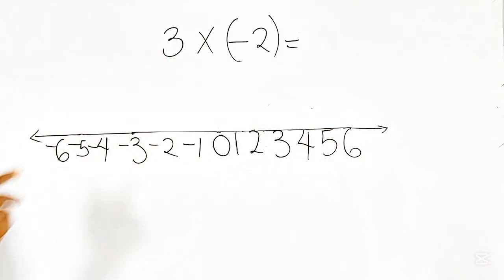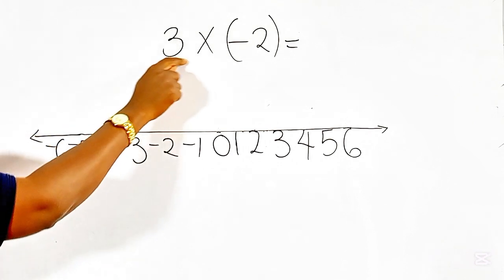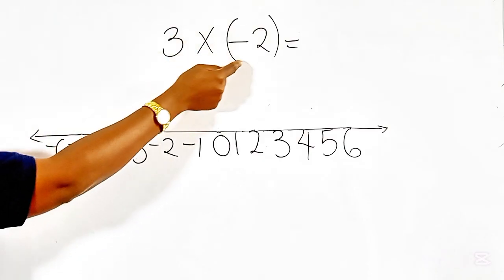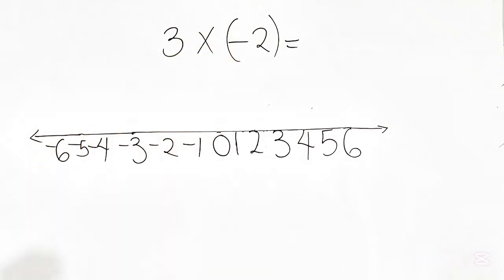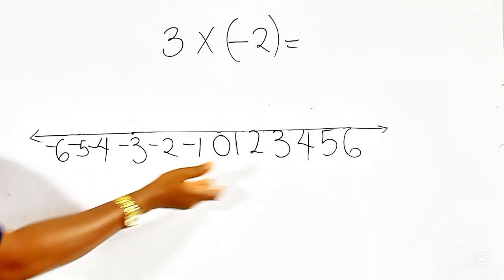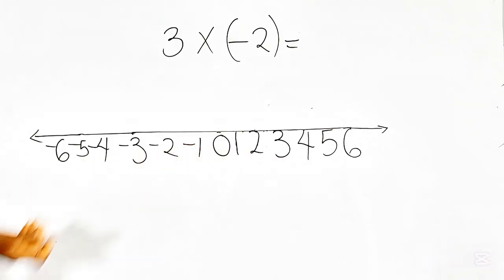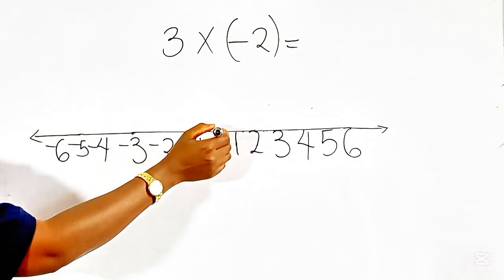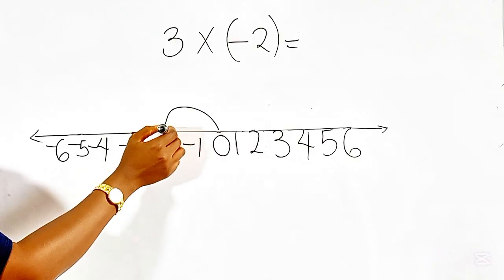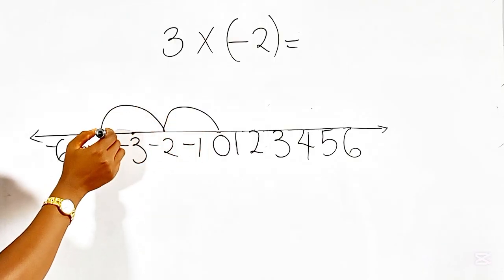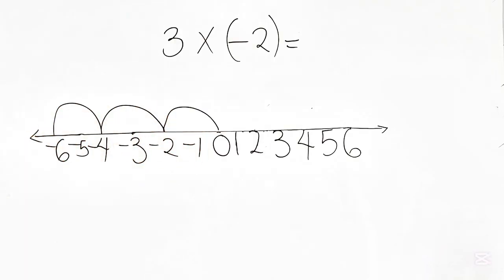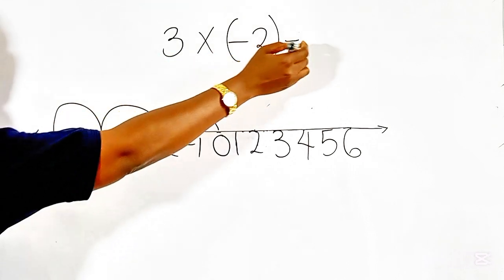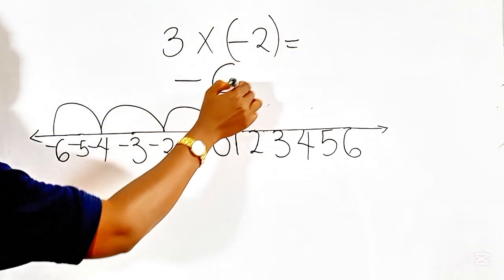Now I'm multiplying 3 times minus 2. Recall that this first number here tells us what to do about the second number. So we are now going to take 3 steps of negative 2. In this number line, negative 2 is towards the left. So if we are taking 3 steps, it means we'll be moving backwards. Starting from 0, the first step would be at minus 2, the second step would be at minus 4, and the third step would be at minus 6. So 3 times minus 2 is equal to minus 6.